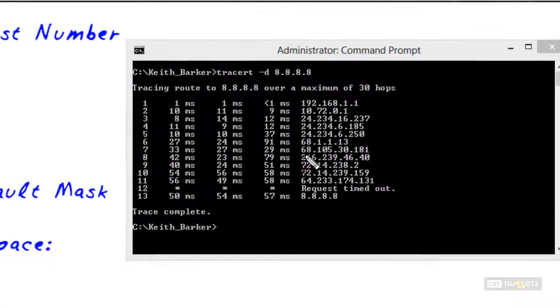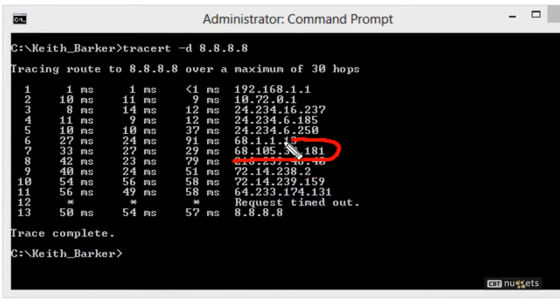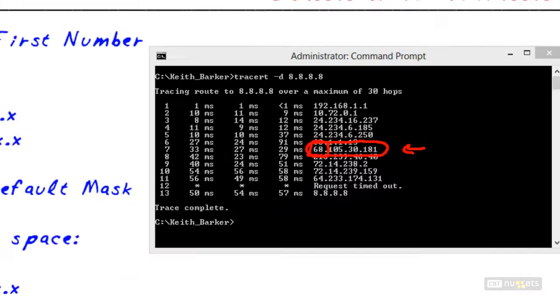How about this one right here? This is 68.105.30.181. What is that? Is it a Class A, a Class B, or a Class C address? And again, if you're saying, well, Keith, that's easy, I simply look at the very first octet only, the very first number in that IP version 4 address. It's 68.